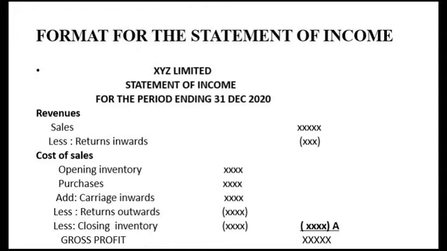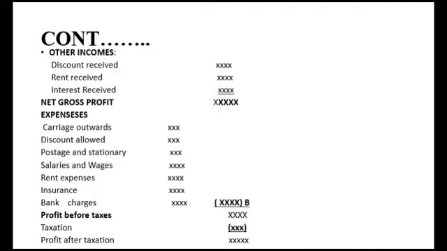A is not part of the format. A refers to the actual cost of sales. So when you subtract the cost of sales from your sales, you are going to arrive at a gross profit. Once you arrive at the gross profit, you need to add back other incomes related to your business like discount received, rent received, and interest received, so that you end up with the net gross profit.